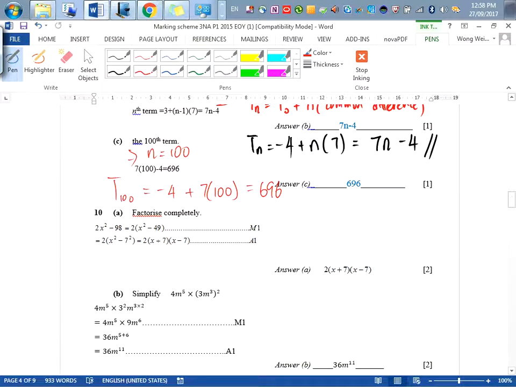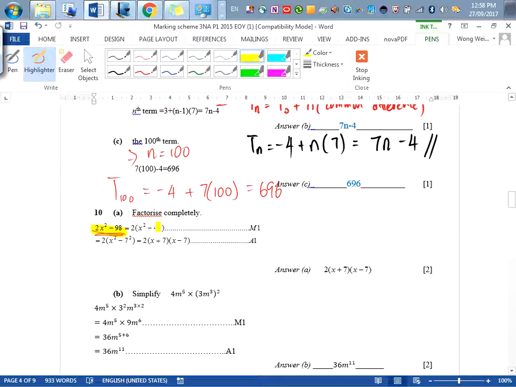Question 10. Factorize completely. I think this question was missing, so copy this down right now. Whatever is highlighted: 2x squared minus 98. Factorize. We start by factorizing out the common factor. In this case, we can take out 2. So if you take out 2, you are left with x squared minus 49.